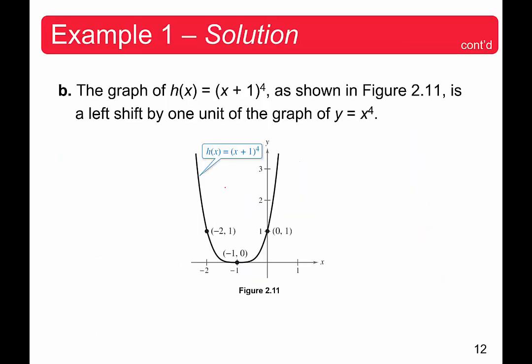And h of x equals x plus 1 to the 4th power. Here this comes from y equals x to the 4th power. So then you just basically shift it to the left 1 unit to get our graph. We'll start with this. Now shift all these points 1 unit to the left. Then we get the transformed function h of x equals x plus 1 to the 4th power.